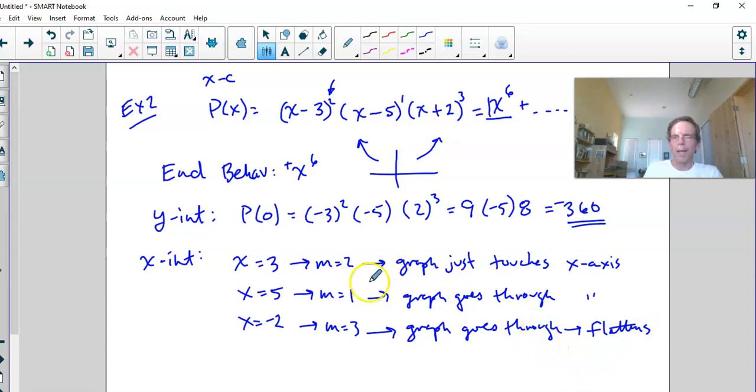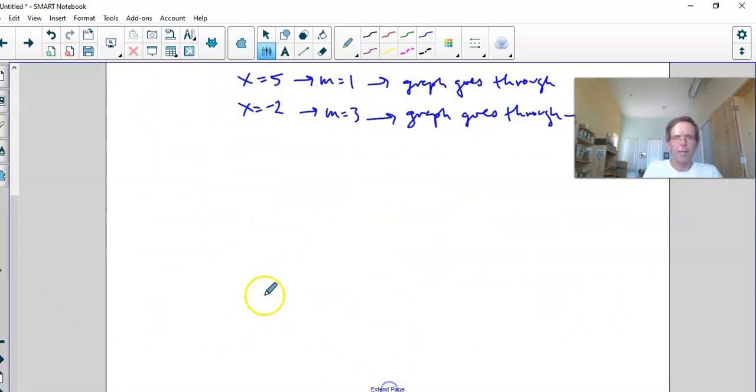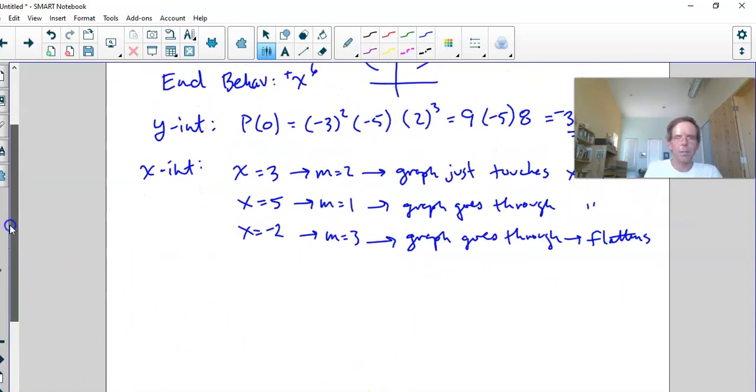What's the deal? If the multiplicity is even, like 2 or 4 or 6, the graph just touches. If it's odd, it goes through. And if it's 2 or higher, it flattens. Think of x squared, which flattens as it touches the x-axis. Well, x cubed also flattens, but it goes through. We'll see what that looks like in a second. We're ready to graph, so let's get all the details in front of us here.